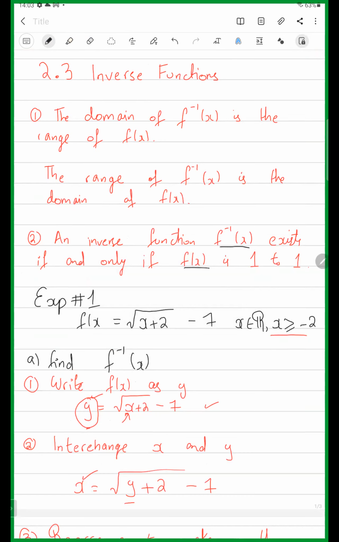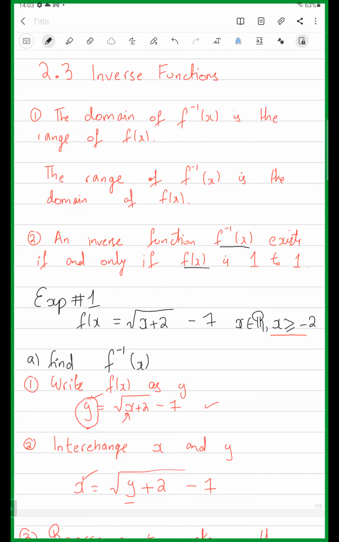1 to 1 means for 1 x we need 1 y, even if the function in general is not 1 to 1. For example, we discussed the quadratic curve that was not 1 to 1, that was many to 1, but after restricting some part of it, we were able to see that yes, some part of the function was 1 to 1. Okay, so this is the idea.